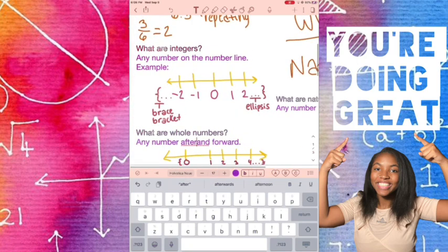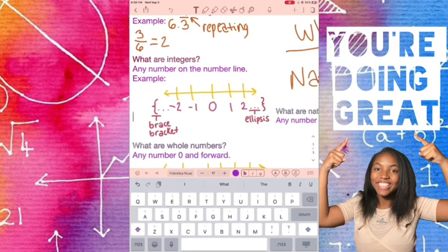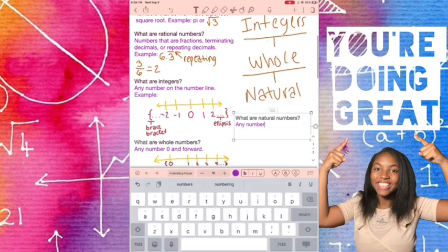And so yeah, here's where I fixed the mistake. And now let's get back to the natural numbers. So now that we're back on the natural numbers, what are natural numbers? Natural numbers are any number including 1 and forward on the number line.